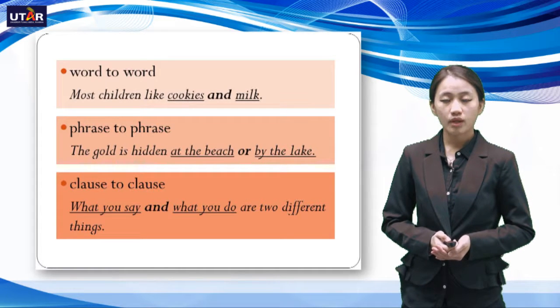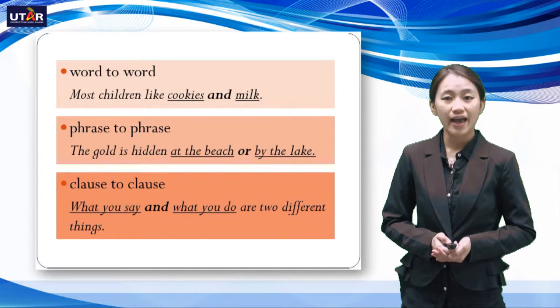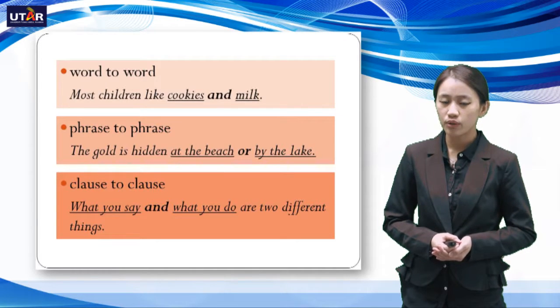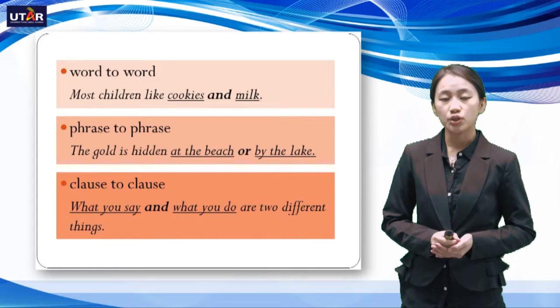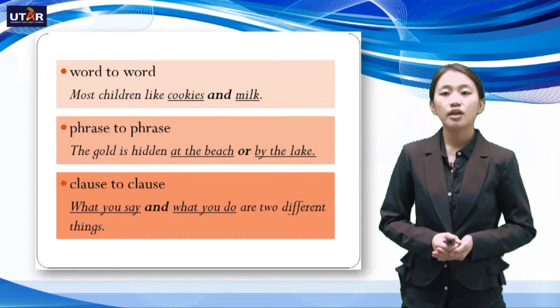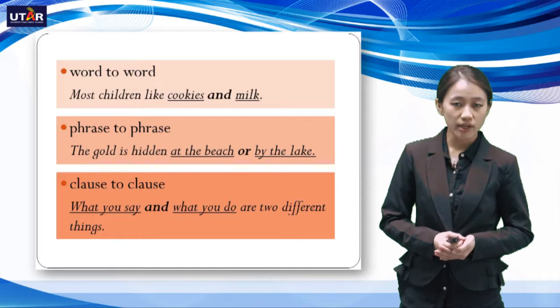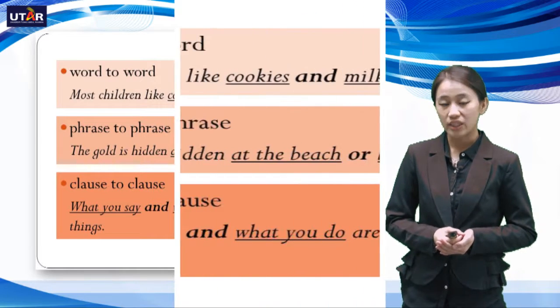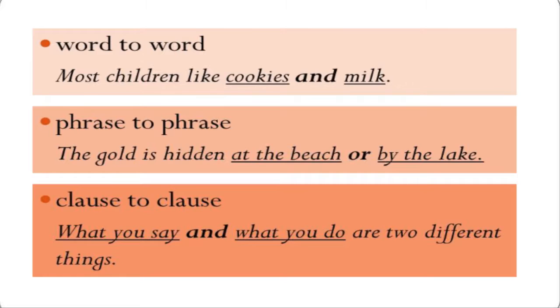Word to word. Most children like cookies and milk. So remember just now the key word was equal. If you want to use the coordinating conjunctions, you have to make sure that the object or the subject must be of equal. For example here, most children like cookies and milk. It will not be correct if I were to say most children like swimming and milk. Swimming and milk, they are not of equal. Therefore, if you want to construct a sentence using the coordinating conjunctions, you must make sure that they are equal.